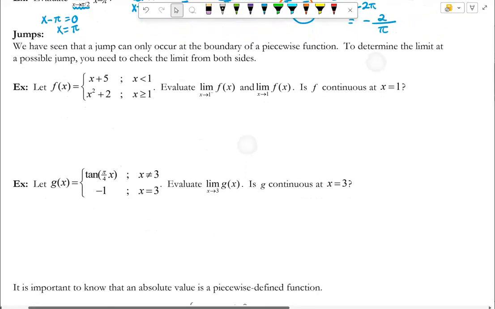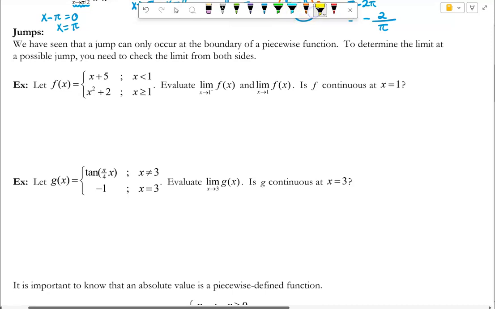We know, again, that a jump can only occur at the boundary of a piecewise function. So again, by the boundary in this first example, I mean x equals 1. It's at 1 that we switch from being a linear equation, x plus 5, to a quadratic function, x squared plus 2. So anytime we evaluate the limit at a boundary of a piecewise, we have to check both sides, because if we don't, it's possible that the limit does not exist. So remember, the limits from the left and right must agree.